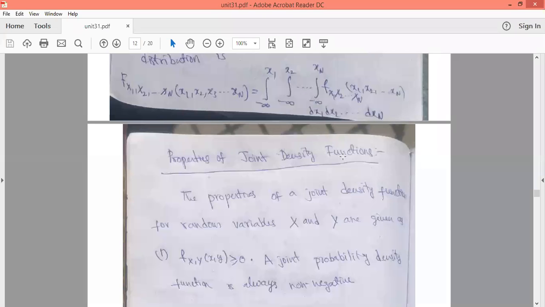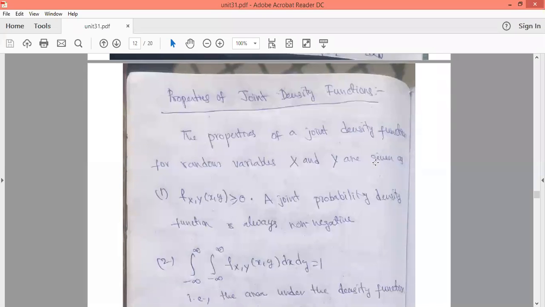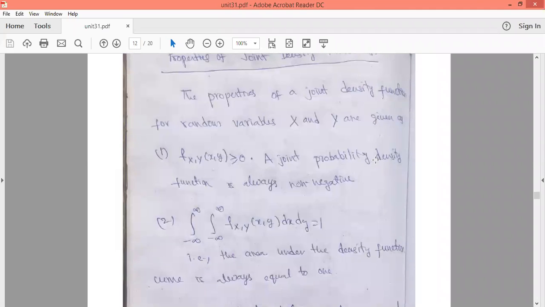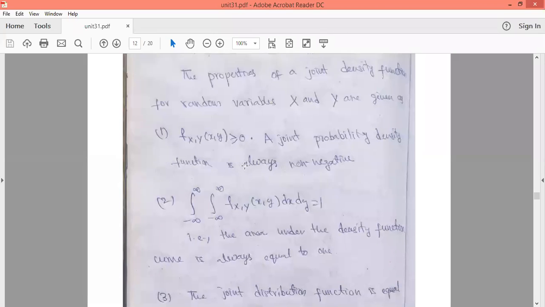Now we'll discuss the properties of the joint density function. The first property is that the joint density function is a non-negative number. That is, f_XY(x, y) will always be greater than or equal to 0.